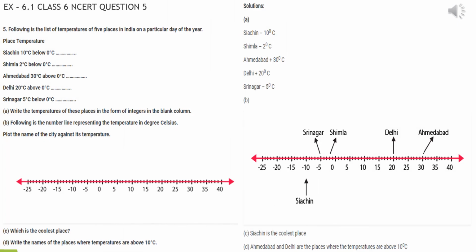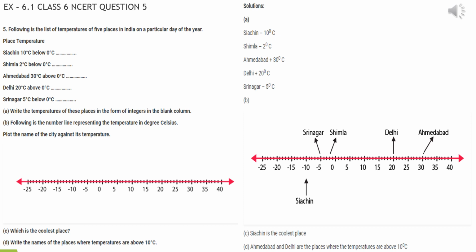Now let's understand question number 5. The following is the list of temperatures of 5 places in India on a particular day of the year. Siachen 10 degrees Celsius below 0 degrees Celsius, Shimla 2 degrees Celsius below 0 degrees Celsius, Ahmedabad 30 degrees Celsius above 0 degrees Celsius, Delhi 20 degrees Celsius above 0 degrees Celsius, Srinagar 5 degrees Celsius below 0 degrees Celsius.